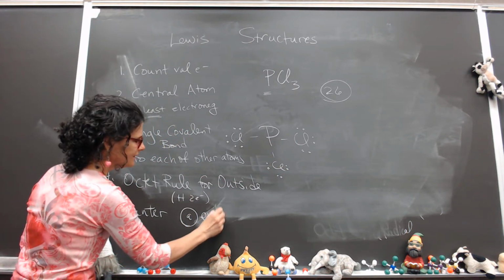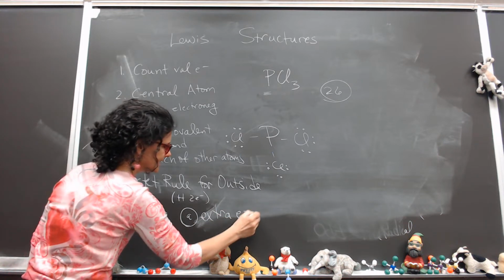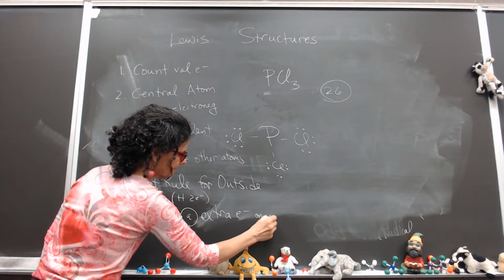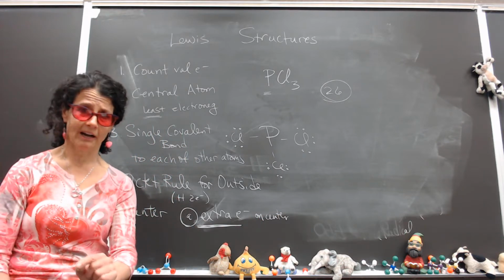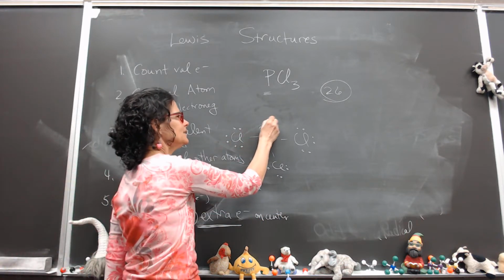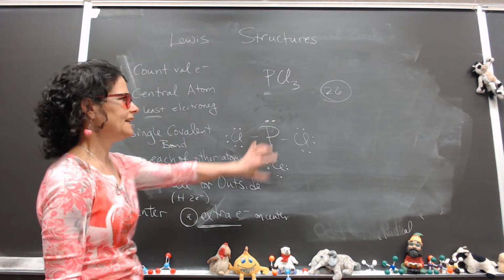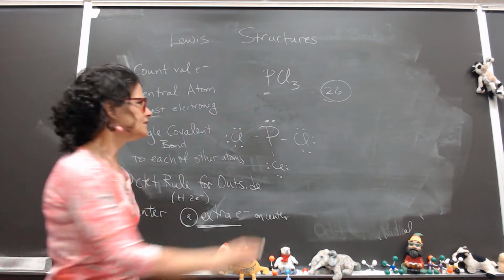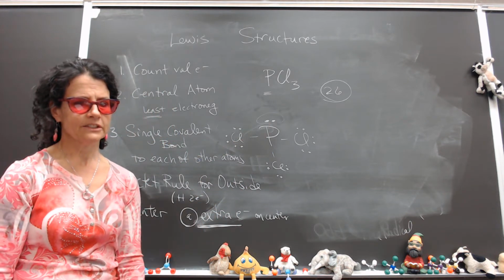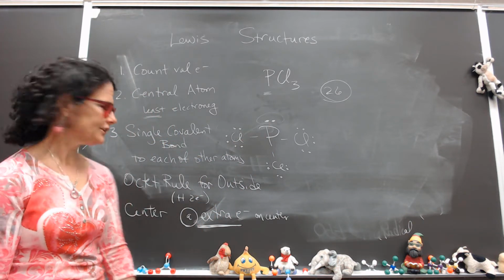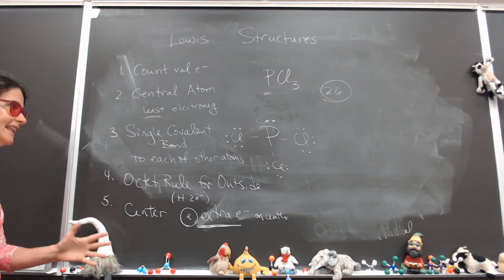All the extra electrons go on the center. All of them. The center can break the octet. This one doesn't. We just have 2 more to go. So we have 8, 8, 8, 24 plus 2 more. So these 2 up here get us to 26. We're done. So extra electrons go on the center, and then you recount.